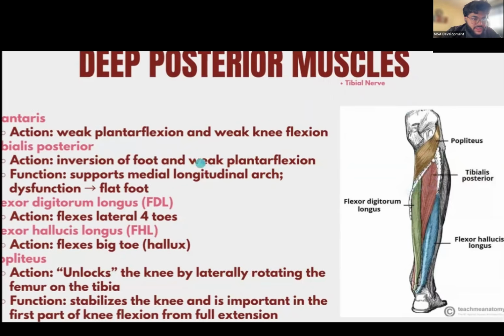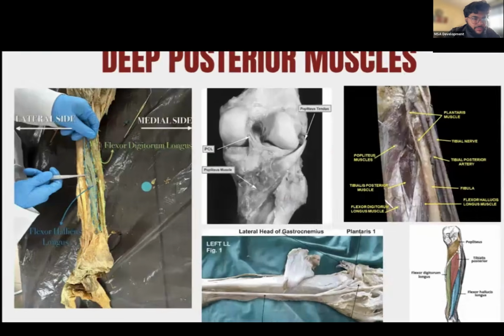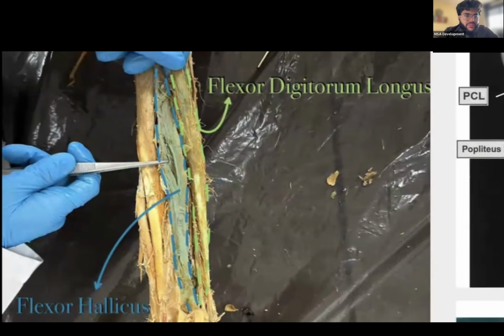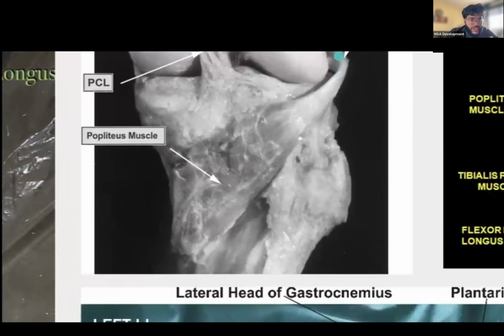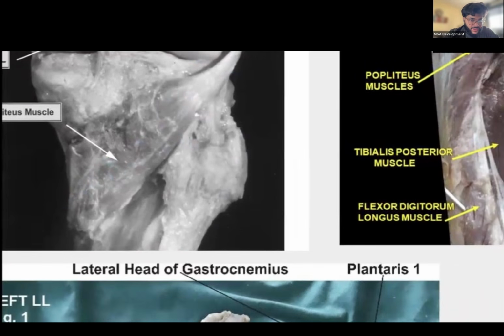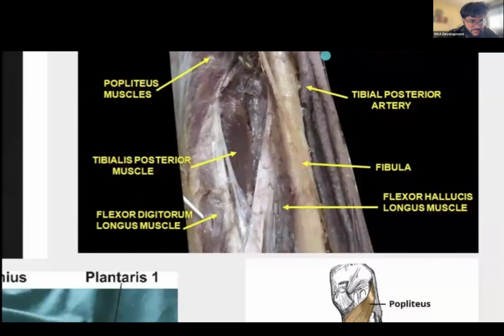Okay, so let's look at more pictures of the deep posterior muscles. So again, we have the flexor digitorum longus, which goes and supplies all the lateral four toes. The flexor hallucis longus goes and supplies the medial big toe, and then you have the popliteus muscle right here, responsible for unlocking the knee when you want to start to flex your knee. And again, another picture of the plantaris muscle here. Popliteus muscle is right here, so it wraps around, contracts and unlocks the knee to allow for flexion.